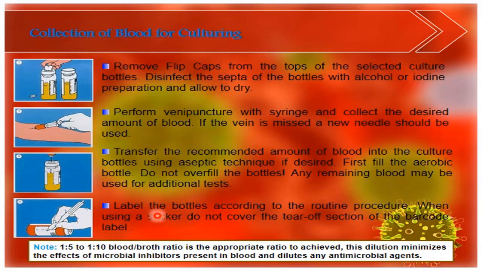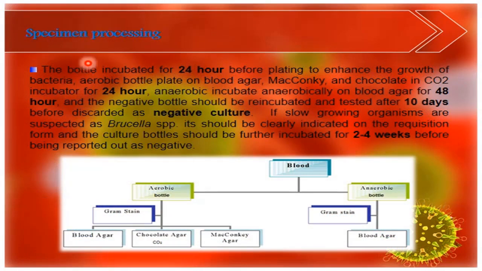Okay? Label the bottles according to the routine procedure when using a sticker. Do not cover the tear-off section of the barcode label, as you see here. Specimen processing. The bottle is incubated for 24 hours before plating to enhance the growth of bacteria. Aerobic bottle: plate on blood agar, MacConkey, and chocolate with carbon dioxide, incubating 24 hours. Anaerobic: incubate anaerobically on blood agar for 48 hours.